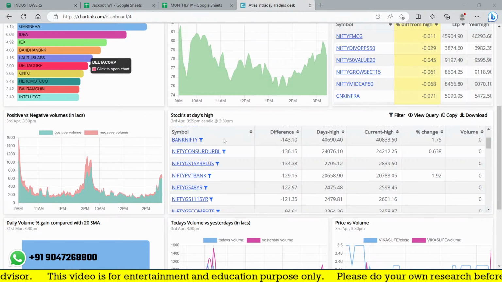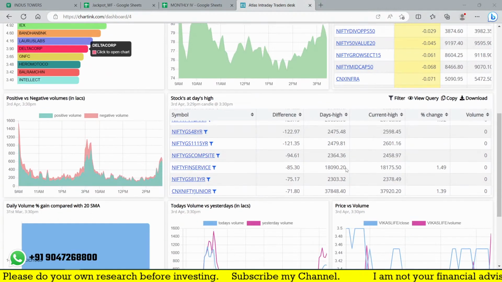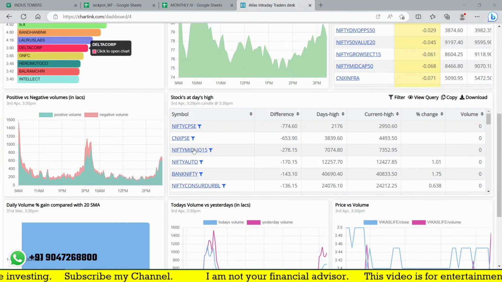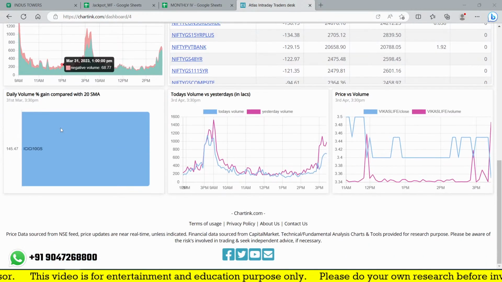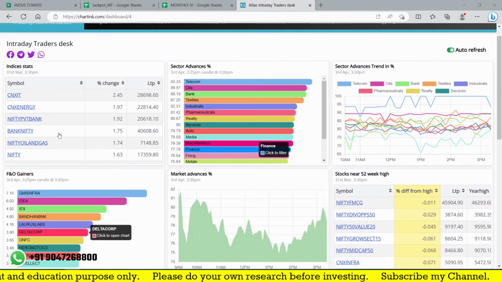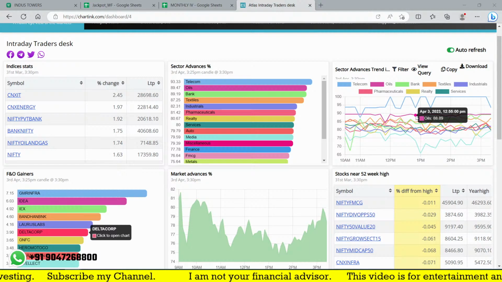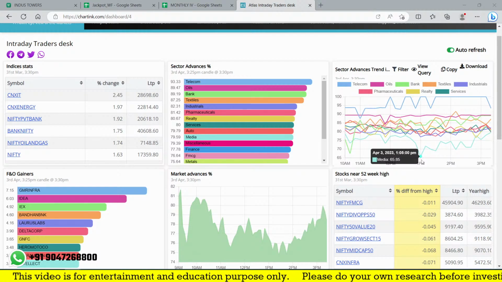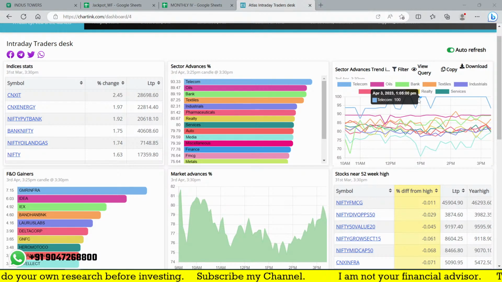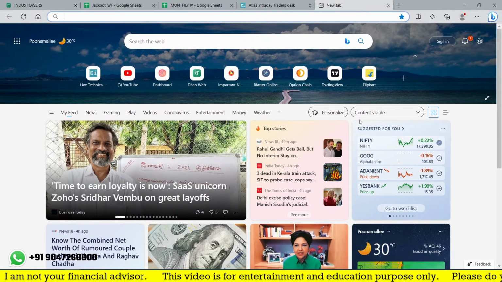Hope you understood. And today's volume, yesterday's volume, price, and stocks at the day high. What are the indexes nearing the day high? Positive versus negative. So here it is available free. You can make use of it. Stocks near 52 week high. Sector advanced trend line. So you can see whichever sector is top, the telecom sector, and which sector is underperforming today, it's media. If you want to open that sectoral index, you'll get that clearly. No need to create a scanner, which is already available.